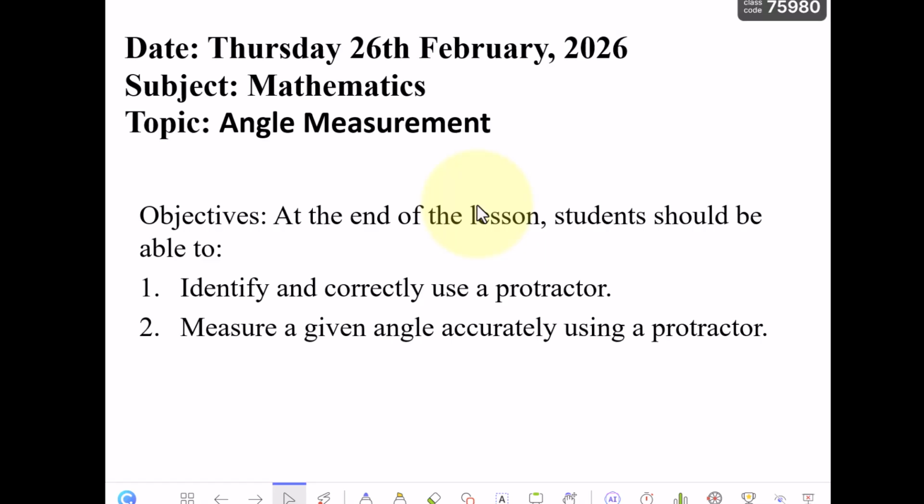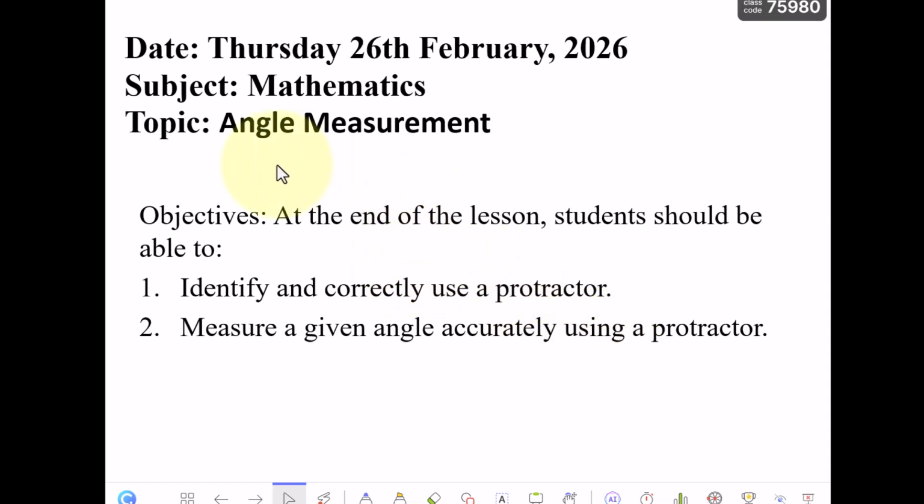Today we are still continuing with the topic angle measurement. And our target for today is to identify and correctly use a protractor. Then we should be able to measure a given angle accurately using a protractor.